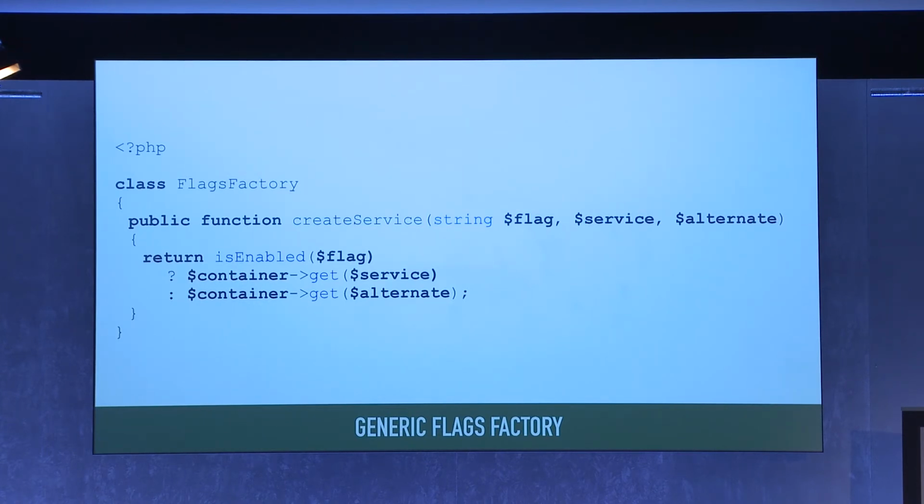Having a create service and passing in 3 arguments. Passing in an argument for the flag, which might be new profile. Having an argument for the service, which is a default service, probably the legacy one. And having the alternate. And then if it is enabled, we can get our standard service, and if not, we can get our alternate.